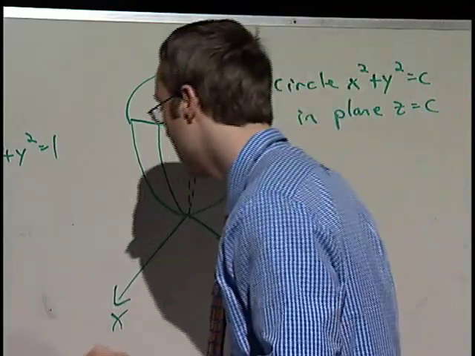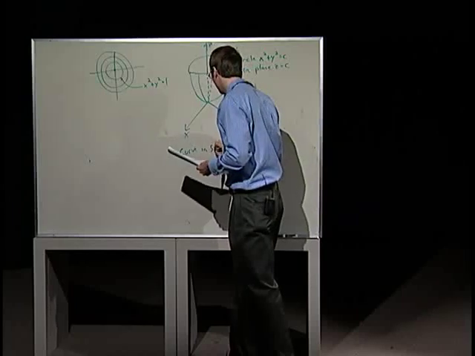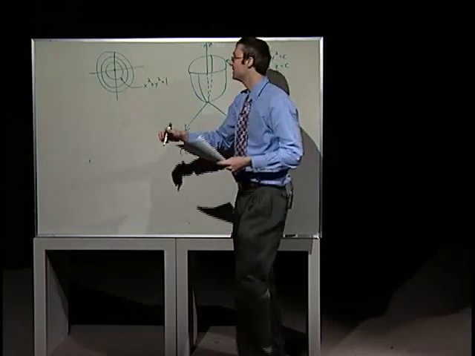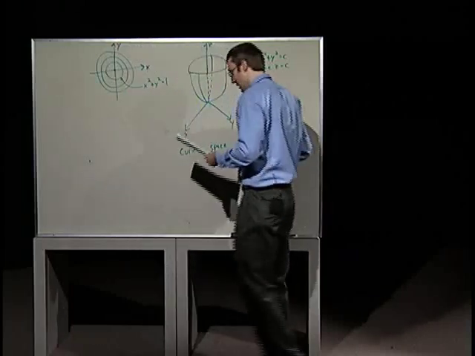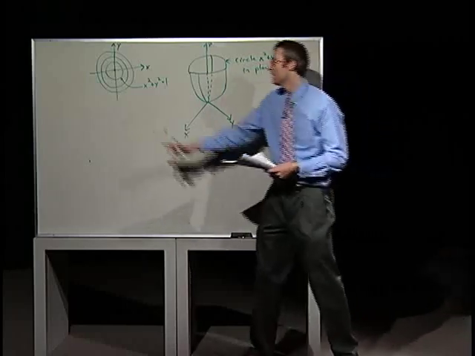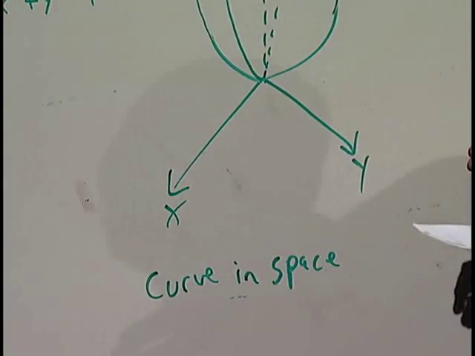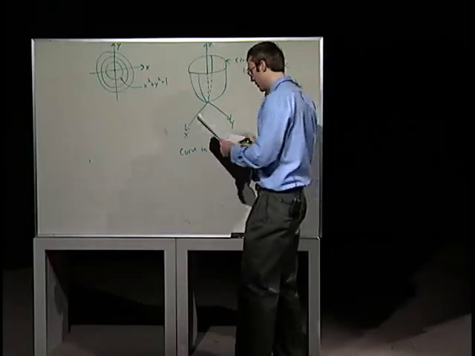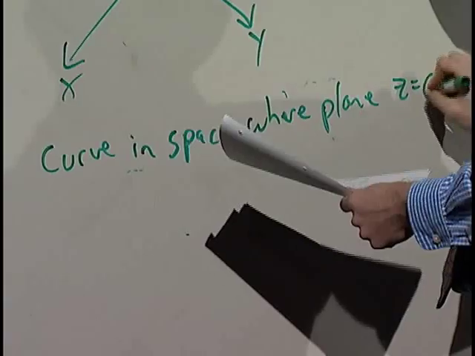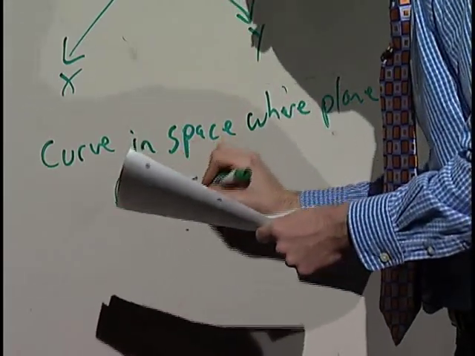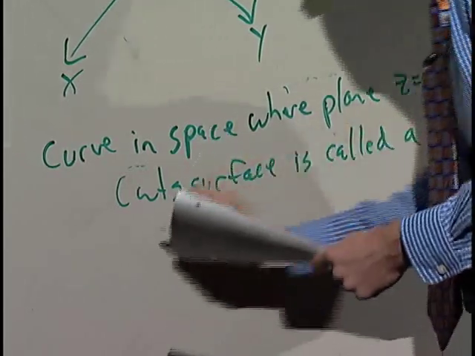Okay, one point of notation here. Level curves are curves that exist in the xy plane. But what's really happening is that these circles correspond to planes of certain heights that are cutting the surface. A curve in space where the plane z equals c cuts the surface is called a contour curve.